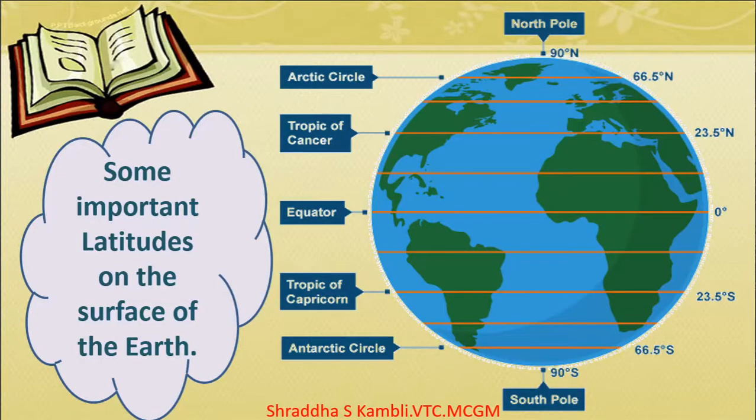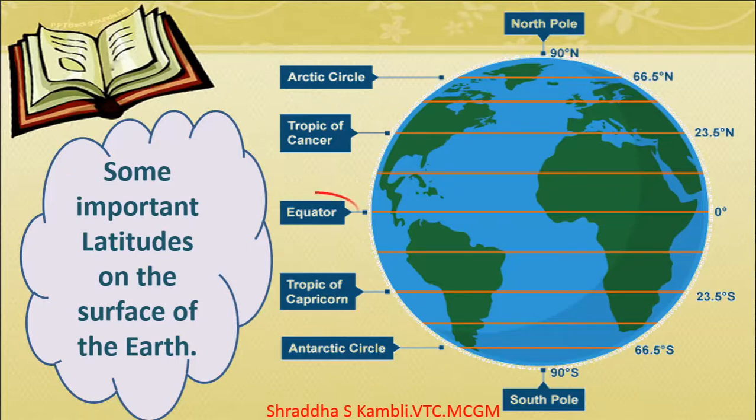Let's take a look at some of the important latitudes on the surface of the earth. We have 0 degree in the center, 90 above and 90 below. So we have 180 horizontal lines on the earth. We have 180 latitudes on the surface of the earth. We are not going to look at all of them now. We will look at some of the important latitudes on the surface of the earth.